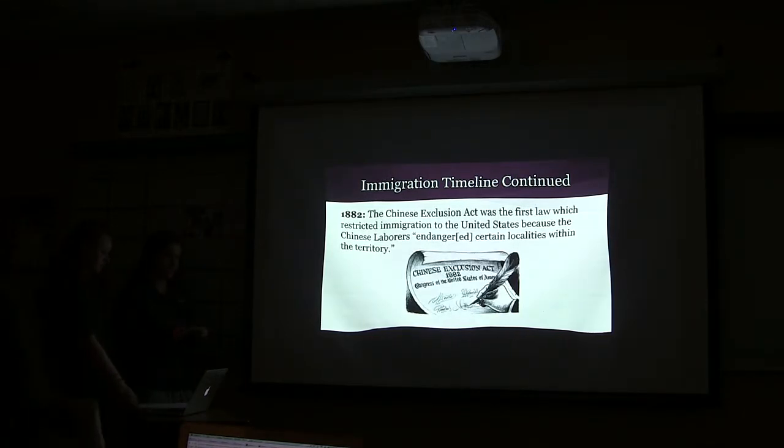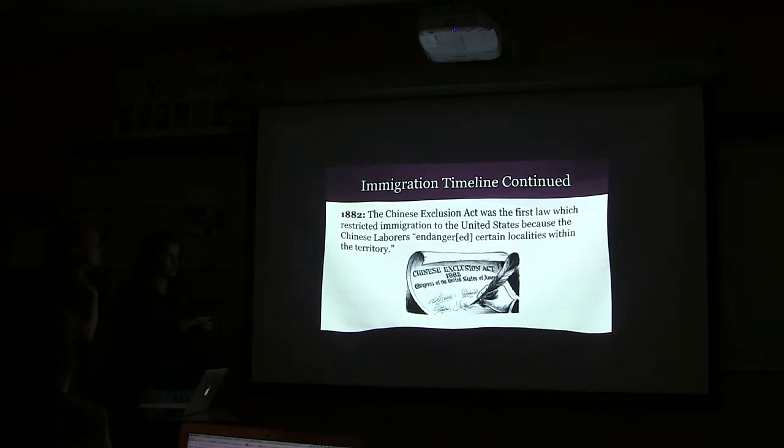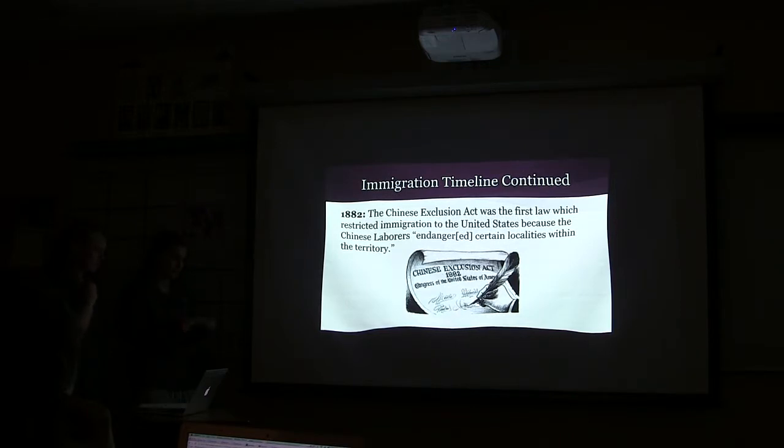In 1882, the Chinese Exclusion Act prohibited Chinese from becoming U.S. citizens and stopped Chinese immigration for 10 years. The act was made because of economic fears. Native-born Americans were unemployed, and those who did have jobs suffered declining wages to Chinese workers.